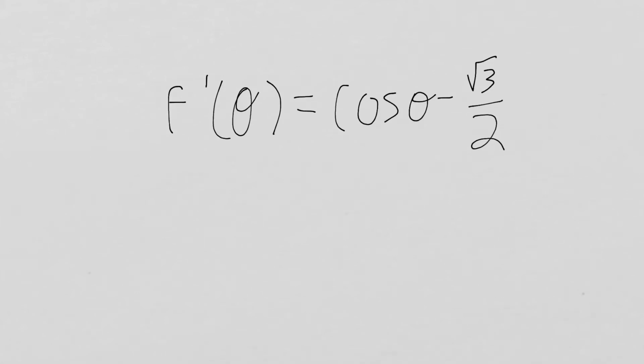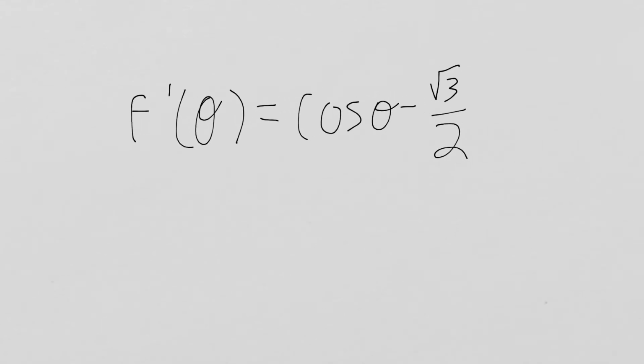All right, if f prime theta equals cosine theta minus square root 3 over 2, and we want to know where f is decreasing, we need to know where f prime is negative. So to find that information, we want to know where f prime switches from negative to positive, which can only happen when f prime goes through 0. So we're going to set this equal to 0 and solve for theta.